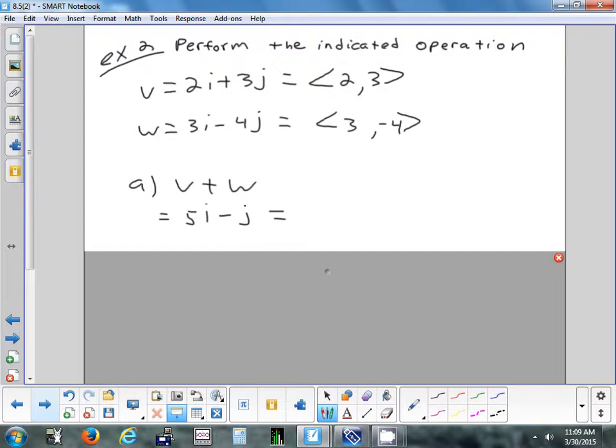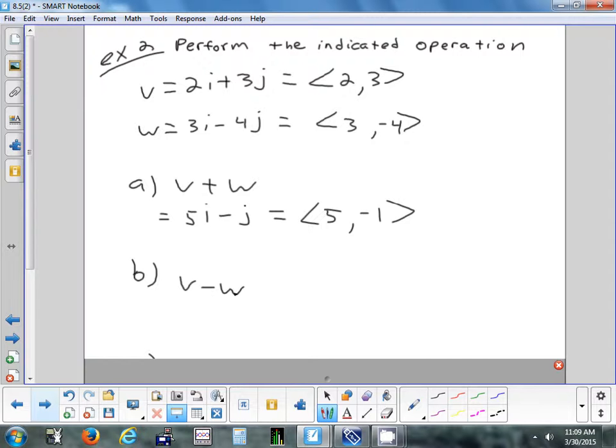Okay, or if we rewrite it with the angle brackets. Okay, Brianna, how would I write that? 5, -1. Yep. Good. Any question on how we added those up? That's it.